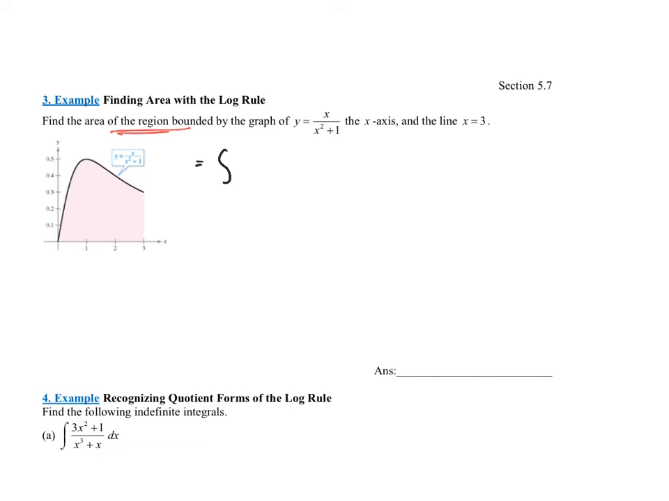So where does it touch at the x-axis? It appears to me that it touches at the point (0, 0), so it looks like we're going from 0 to 3 of x over x squared plus 1. Again, if you plug in 0, you would have y equals 0 over 0 squared plus 1, which is 0 over 1, which is 0. So that implies that that point is indeed (0, 0). That's what it looked like on the graph, and that is indeed what it is. So we want to find the integral from 0 to 3 of x over x squared plus 1 with respect to x. That's how we'd find the area of the region bounded.